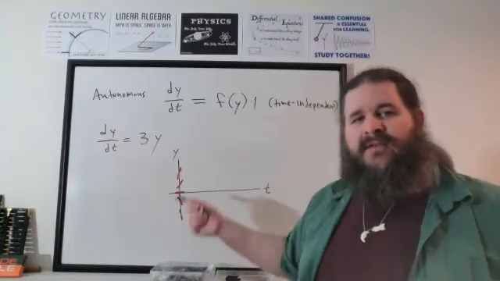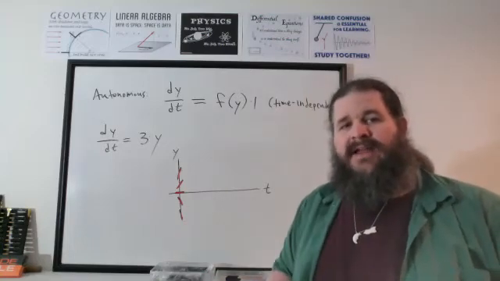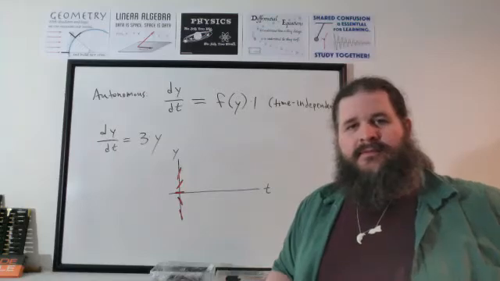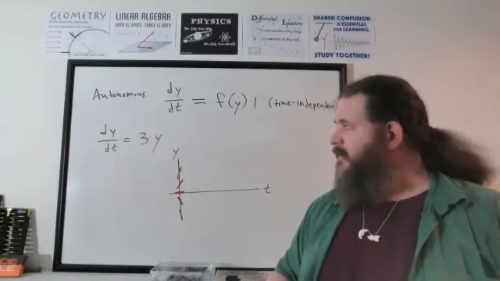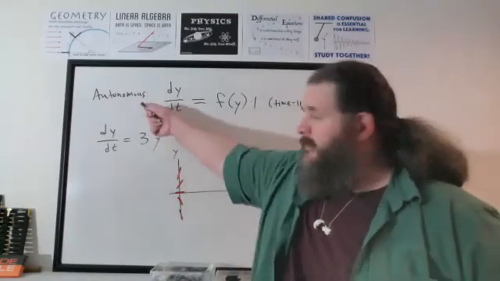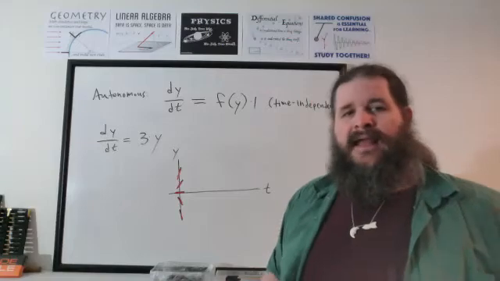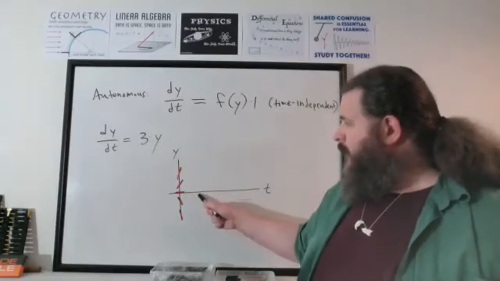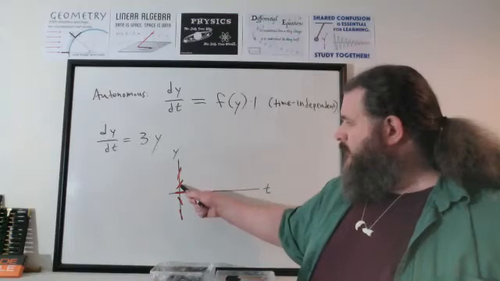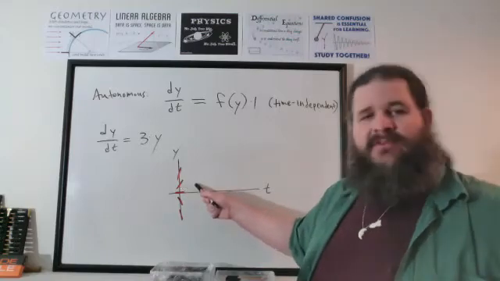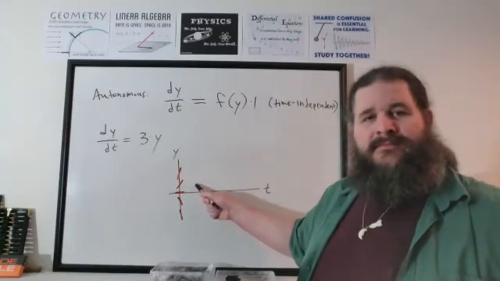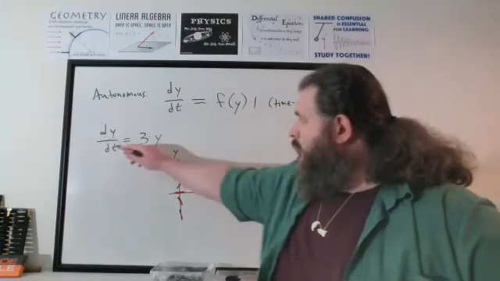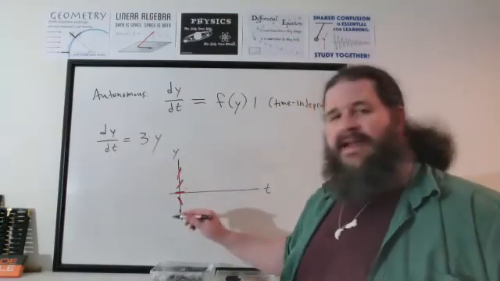As I'm calculating these slopes, what value am I not using? What do I not need to know? T. Yeah, I don't need to know the t value because that doesn't show up in an autonomous differential equation. And if t doesn't matter at all, that means if I take this point and move to the right one space, what happens to the slope? It remains the same. If y is 1, then the slope is going to be 3 regardless of what t is.